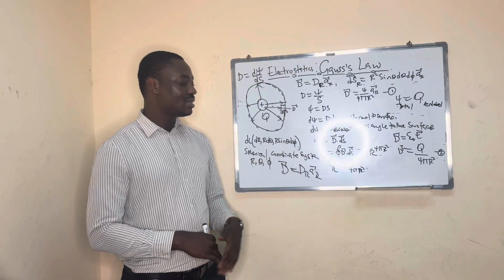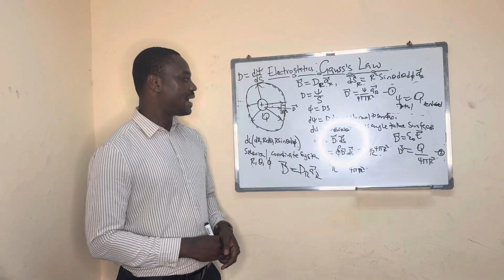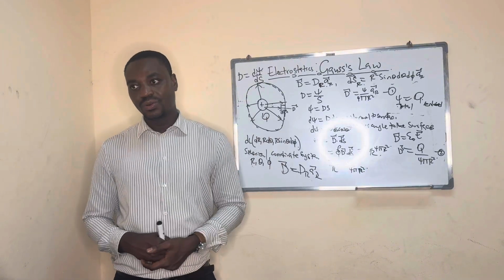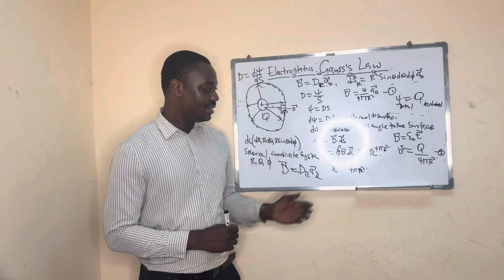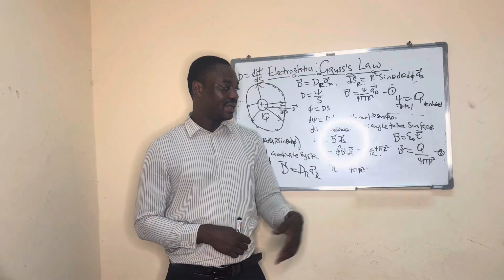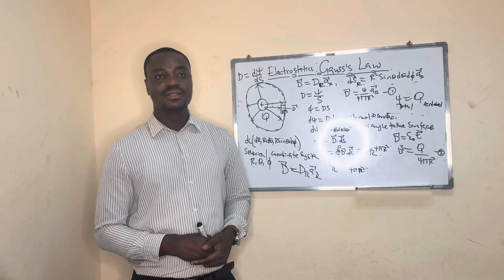And this is using Gauss's law to find the electric flux density of a point charge enclosed by a surface. And the final formula here becomes charge over 4πr squared. That's what you get here.